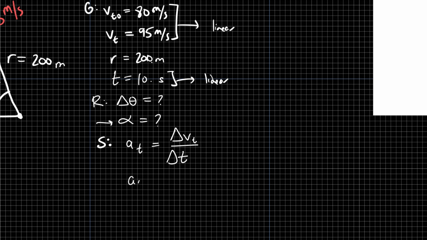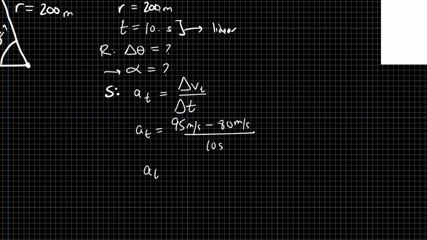So a sub t equals the change in v sub t, that's 95 meters per second minus 80 meters per second, divided by the change in time, which was 10 seconds. We can do that in our head. That's 15 divided by 10, so that's 1.5 meters per second squared.